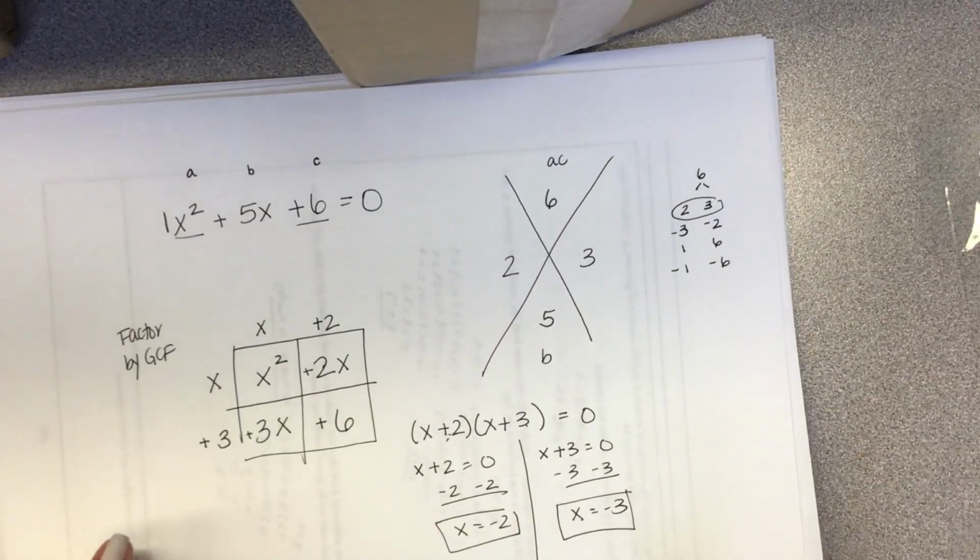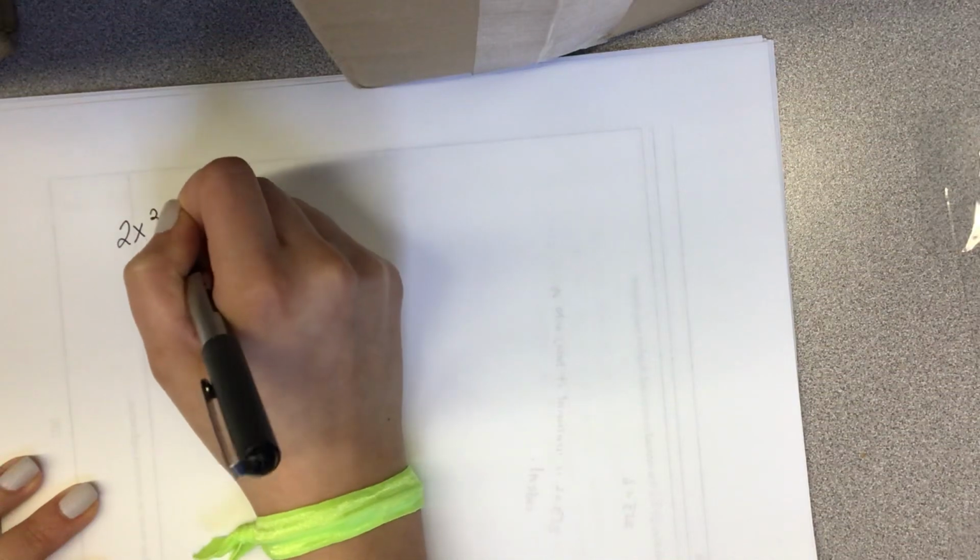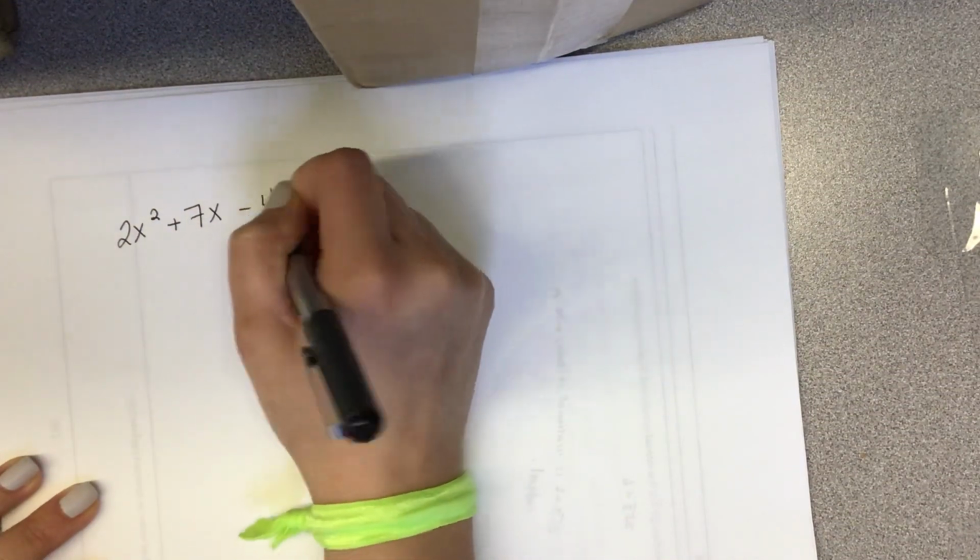So that's 1. I will also do one with, sorry, I'm just making a problem. One that has an a that's not 1. Let me make sure it's still there. Let me move over. Okay.